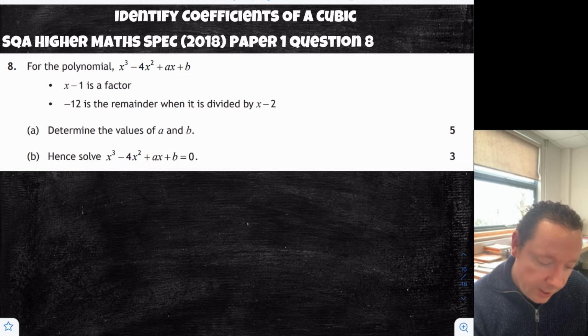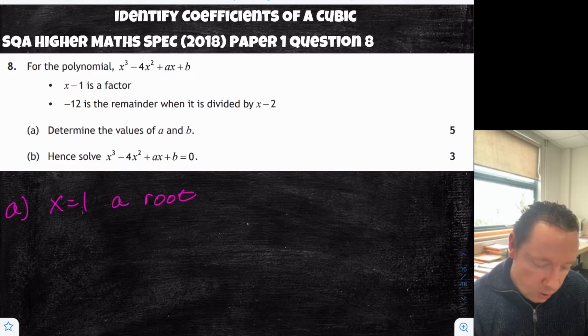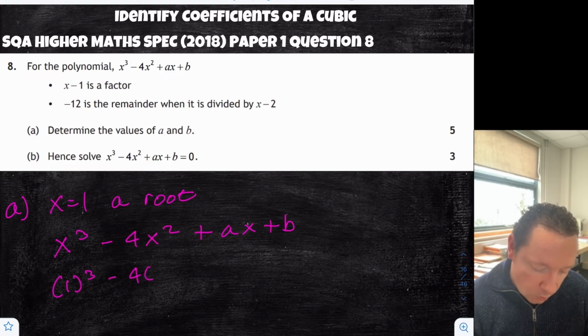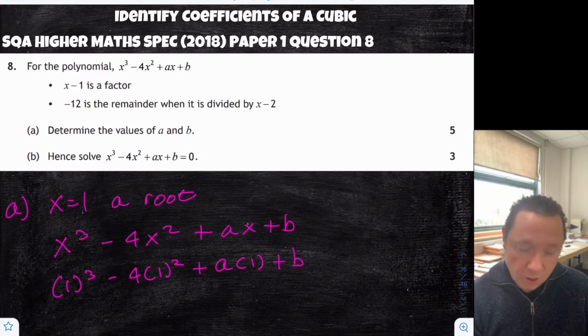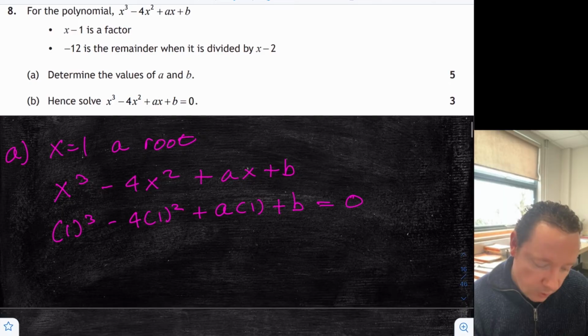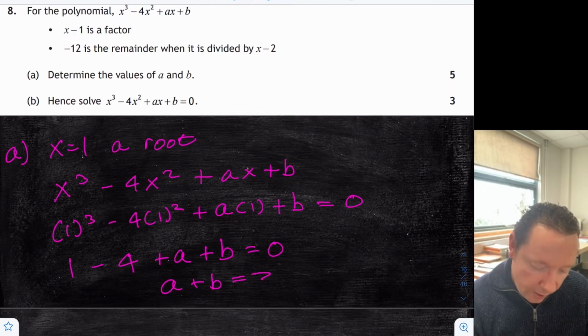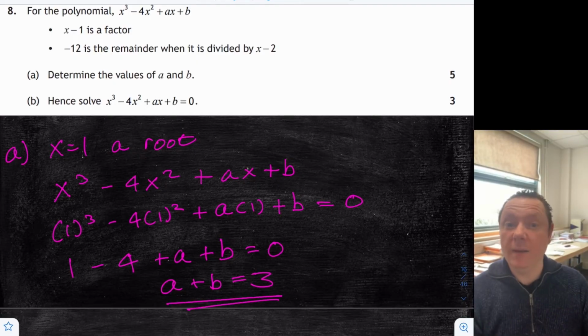So first one, if x minus 1 is a factor, x equals 1 is a root. So we can just sub that in. So we've got x cubed minus 4x squared plus ax plus b. When x equals 1, we get 1 cubed minus 4 times 1 squared plus a times 1 plus b. All that stuff must equal 0 because x equals 1 is a root. So 1 cubed is 1, minus 4, plus a plus b equals 0. So a plus b equals 1 minus 4, which is minus 3, so we get a plus b equals 3. There's one equation. We're obviously going to get another one in a minute and just do simultaneous equations.